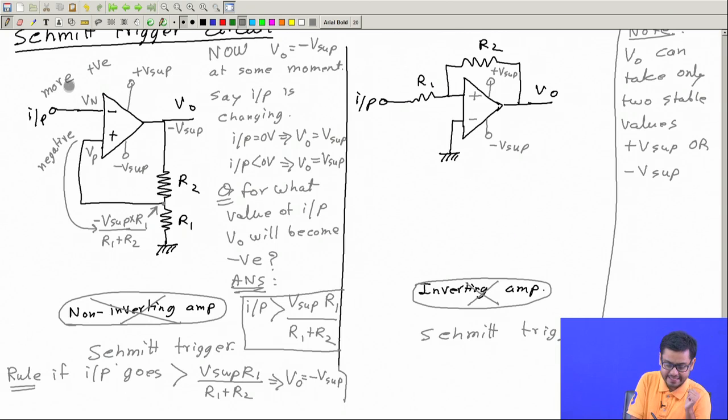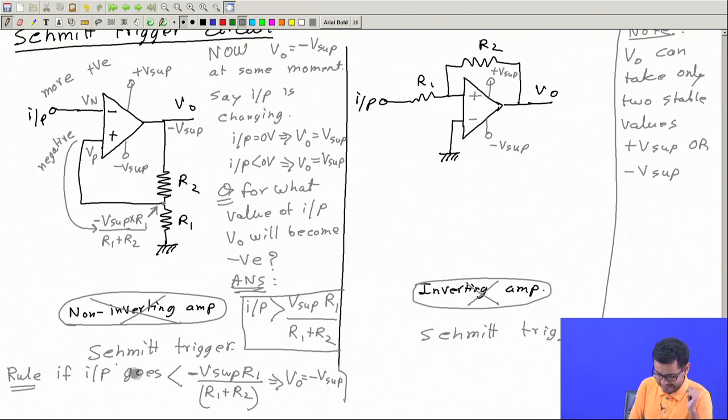Now, say I am decreasing the input. So now I am lowering the input. What will happen to the output? The output will change the moment the input, which is the same as Vn, goes below Vp. So now the output will change. If the input goes below this value, this is minus V supply R1 by R1 plus R2.